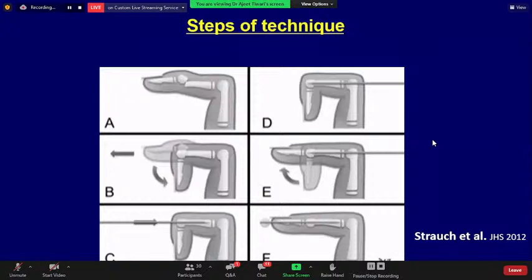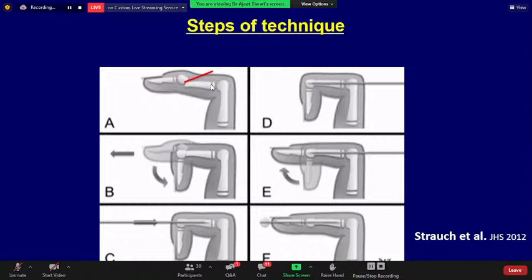Strauss has given a technique to reduce these kinds of fractures. Very nice technique. How to do this: bend the PIP joint so that the fracture will get reduced. If your fracture is not getting reduced by bending the PIP joint, then you put in a small 16 gauge needle. You can take a 16 gauge needle or small K-wires.